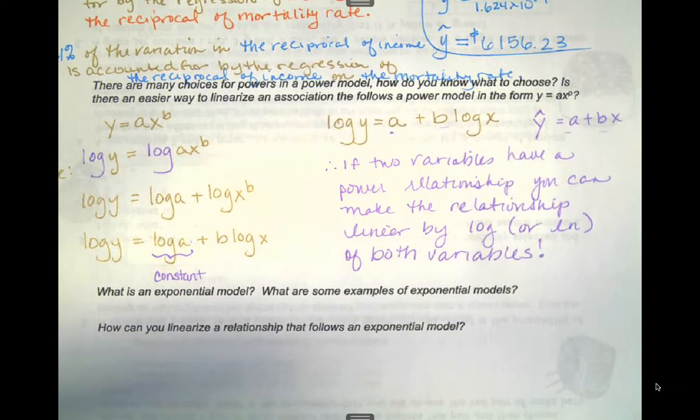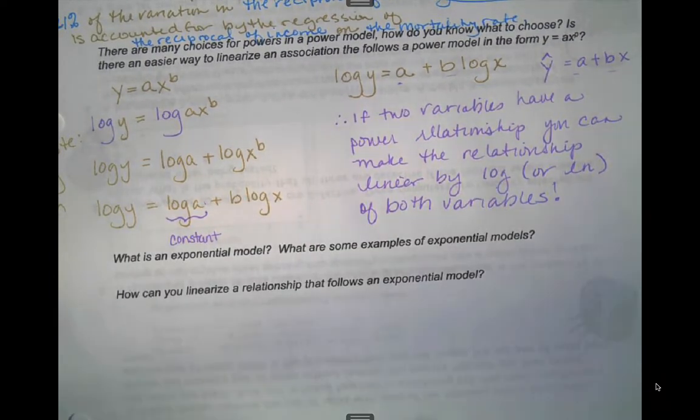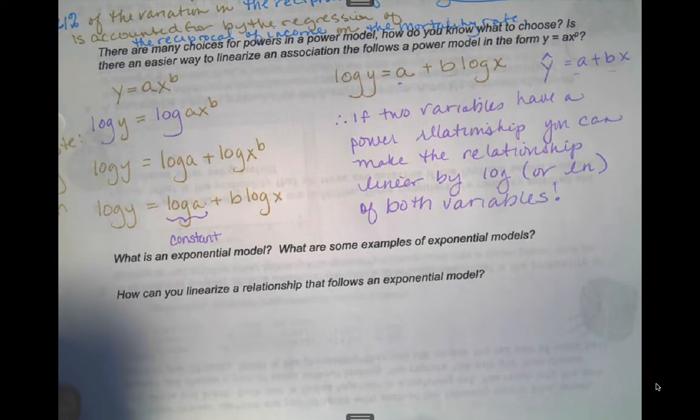Okay, so that's the idea here. That's one way. Instead of me trying to figure out, should I square it? Should I take the square root? Should I take the reciprocal? I could just take the log of both variables.